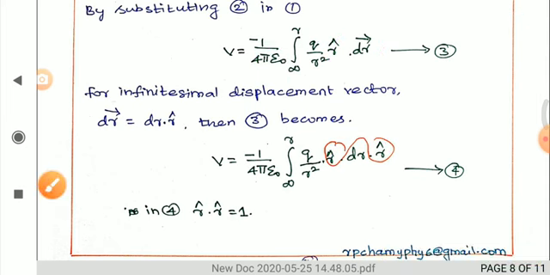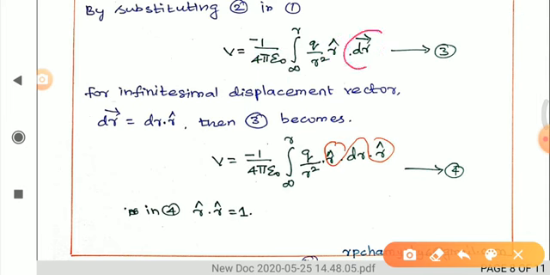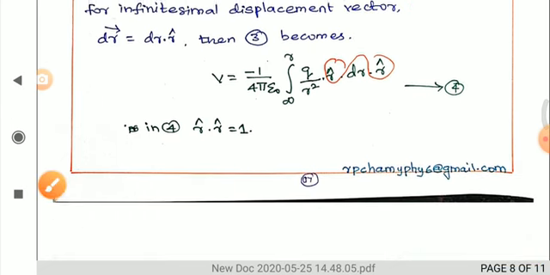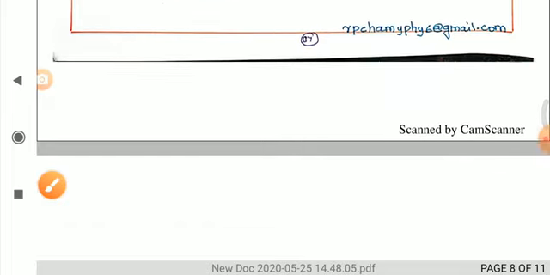I will explain once again. This dr vector is given by dr into R cap. What is R cap? R cap is nothing but a unit vector. So the dr into R cap, and already R cap is there. So what is R cap into R cap? R cap is the unit vector, and its magnitude is 1. So R cap into R cap is equal to 1, then it will be cancelled. Actually it is not necessary to mention the 1 there.